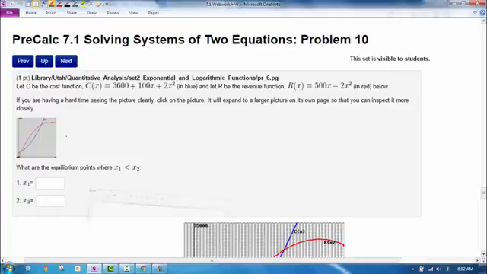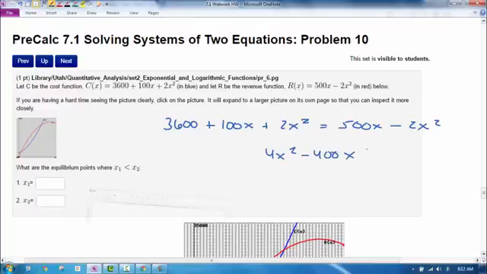Okay, the next problem wants us to know the equilibrium points between these two functions, the cost and the revenue. I would set them equal and try to use algebra. Obviously we can use our graphing calculator as well. But this looks like it might be doable with algebra here. If we add 2x to both sides, for example, we get 4x squared over here. Subtract the 500x, it should give us negative 400x. And we still have the 3600. We want to know where that's equal to 0. So let's try pulling out a 4. And we should get this.